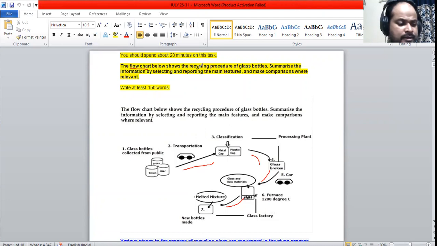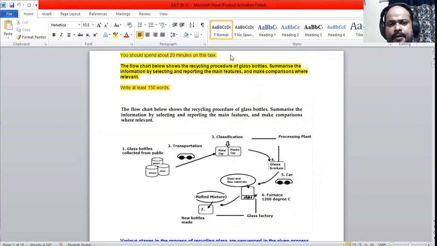So it is the recycling procedure of glass bottles. Now I just want to make sure how many steps are there and what is the strategy to do this thing. The strategy is different here when compared to graph. It's a graphical language, but here it is sequence. The sequential words, the vocabulary which represents the sequence, is something which we need here.